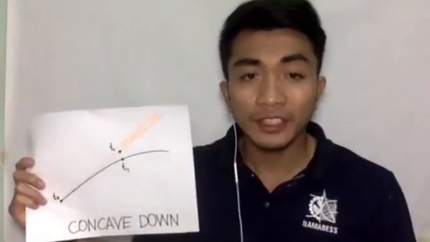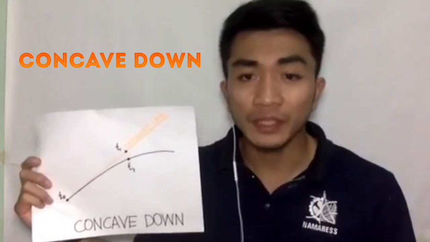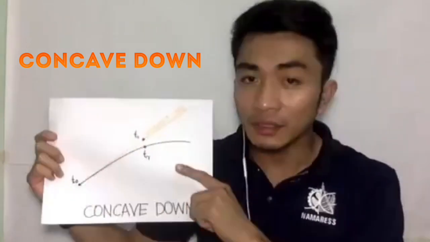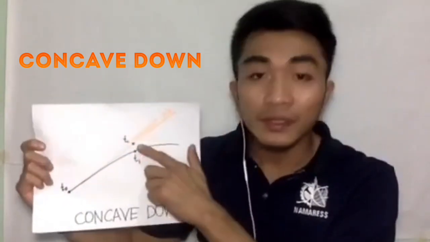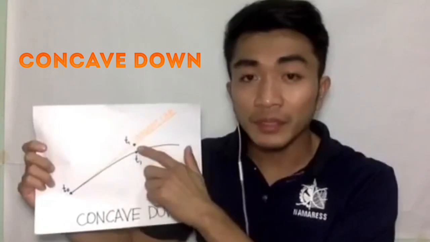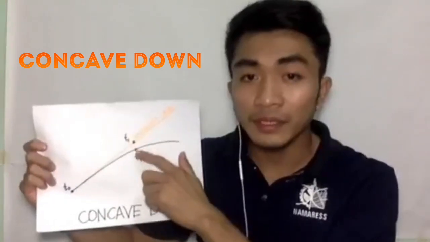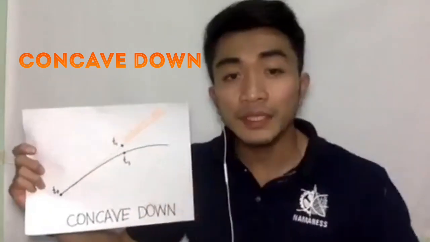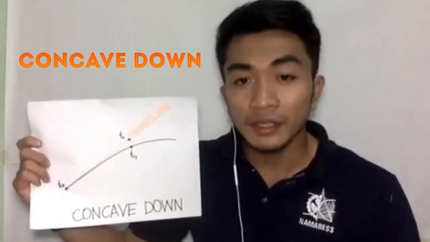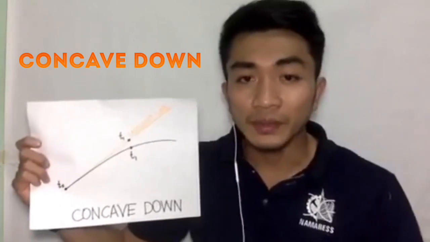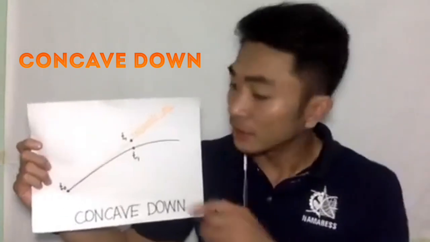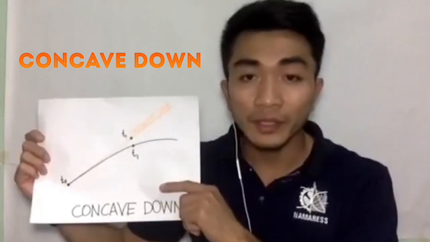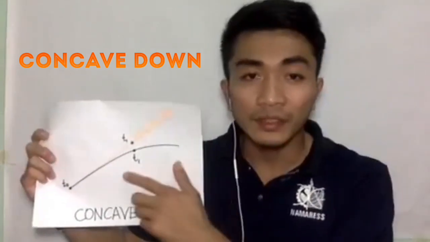Contrast that with a solution curve that is concave down. As you can see, the point along the tangent line, or the approximation point, is above the point along the solution curve. It means that in a solution curve that is concave down, you can always expect that your approximation is always greater than the actual solution.